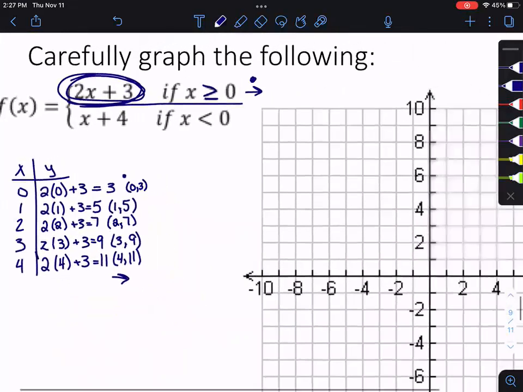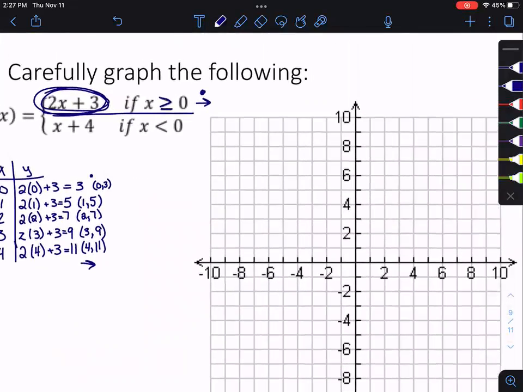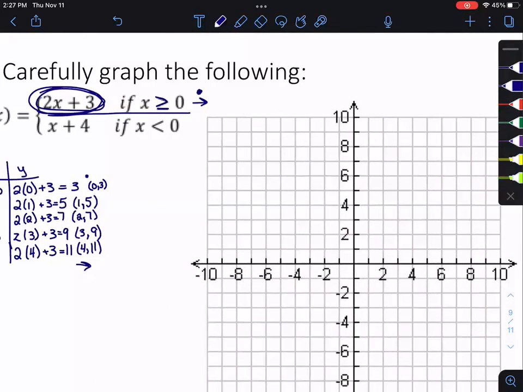So we're going to take all 5 of these points and we're going to go ahead and put them on our graph. So 0, 3, 1, 5, 2, 7, 3, 9, and 4, 11 won't fit on my graph. So I'm going to stop right there. Then we're going to connect these. Remember, my arrow only goes to the right. So I'm going to start here, connect them, and let my arrow continue on to the right.